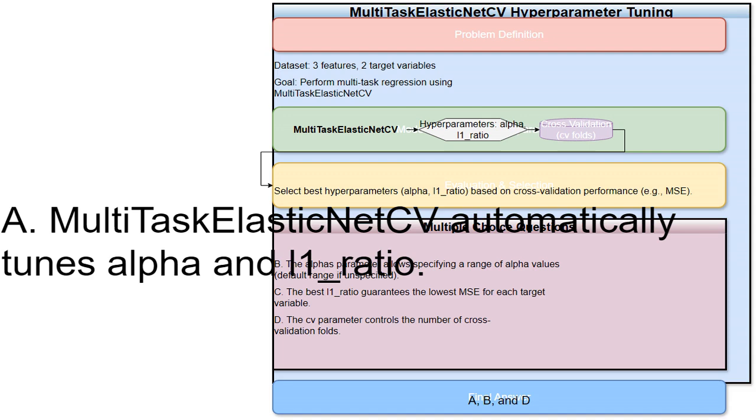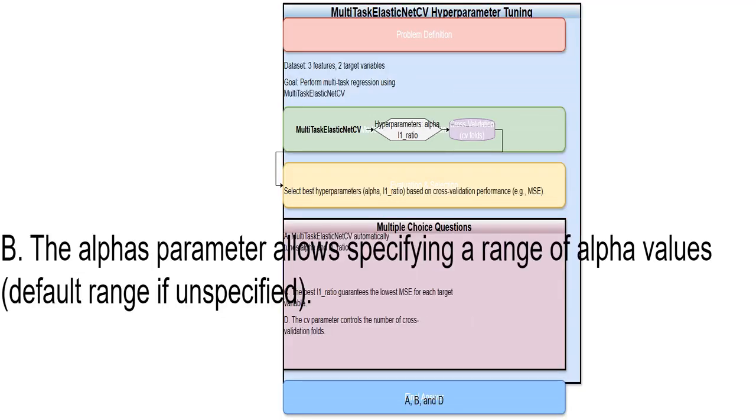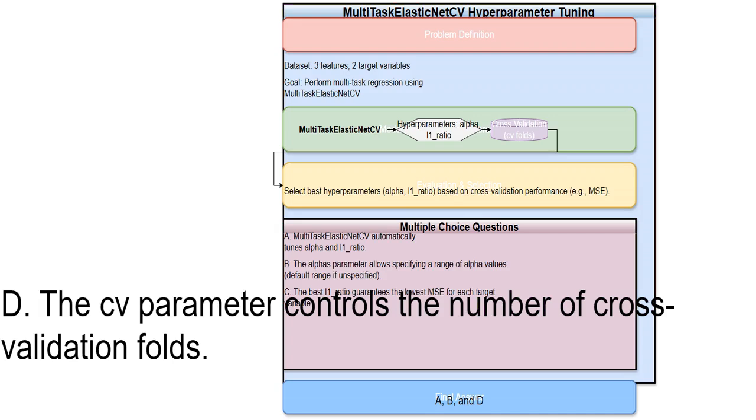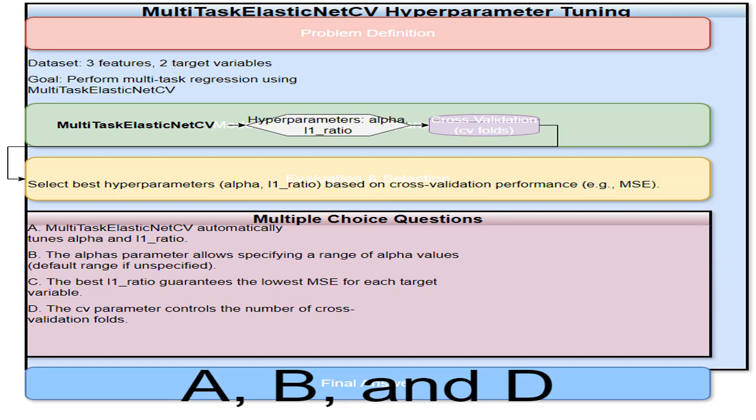It does this all by itself. I don't have to do this manually. I can choose a specific range of ALPHA values to test. If I don't, the model will use its own default range. The CV parameter tells the model how many subsets to split the data into for CROSSVALIDATION. Statements A, B, and D are correct about the behavior of the MultiTaskElasticNetCV model. That's a great learning experience.